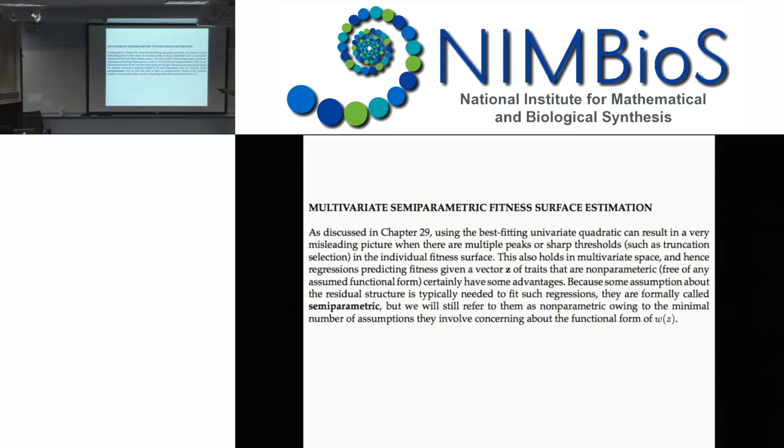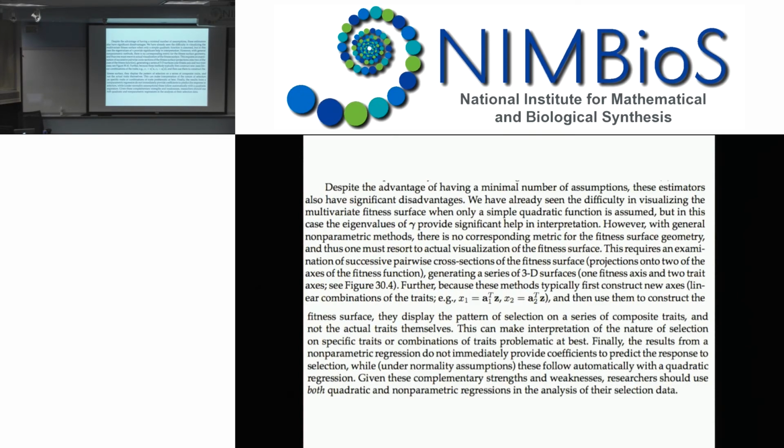Again, the notion is what we call semi-parametric fitness estimation. It's non-parametric in the sense that we're not assuming any functional forms. Like if I assume quadratic, that's parametric. If I'm not assuming any functional forms, it's non-parametric, but we call it semi-parametric because to solve these, I have to make assumptions about how the residuals behave.